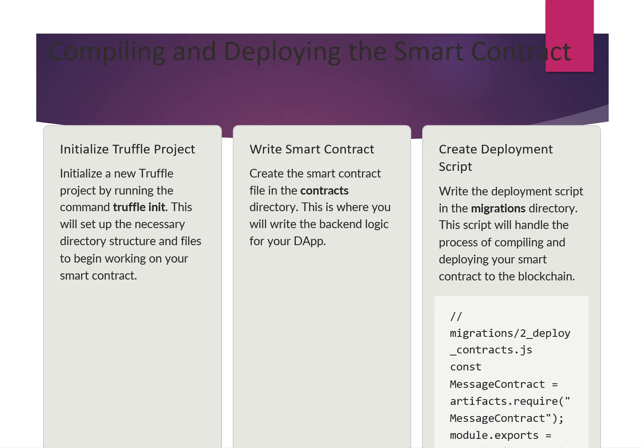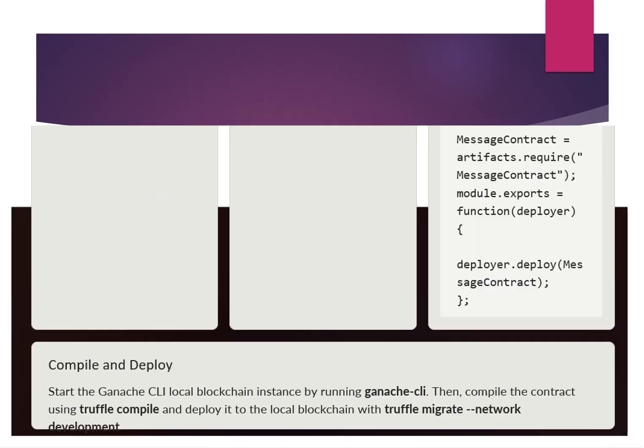const MessageContract = artifacts.require("MessageContract"). This line imports the compiled contract artifact named MessageContract. The artifacts.require method loads the contract's JSON representation generated by the compiler. module.exports = function(deployer). The line defines a function that takes a deployer object as an argument. The deployer is used to deploy contracts to the blockchain. deployer.deploy(MessageContract). This line instructs the deployer to deploy the MessageContract to the blockchain, and the next line closes the module export function.